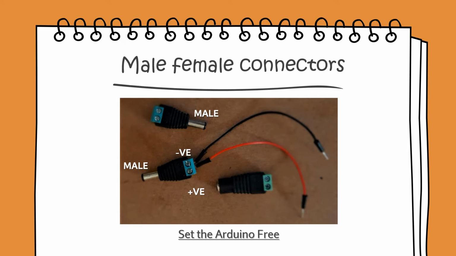So here's an interesting component, the male-female connectors. These are basically connectors which are very useful in setting the Arduino free. If you were to plug these in to the barrel jack of the Arduino, I'll just be demonstrating that, then the Arduino can take power supply directly from the MB102 or any other circuit for power supply that you set up.